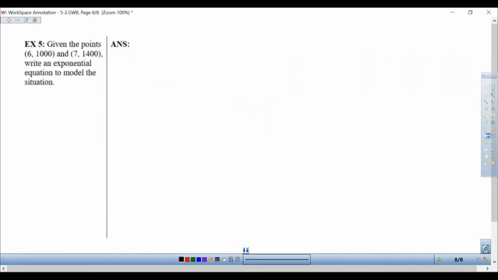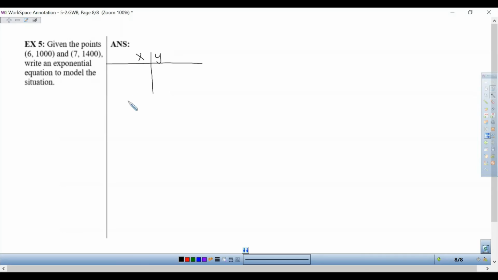Okay, so the last concept is when we are given points, we're going to write an equation. Given the points (6, 1,000) and (7, 1,400), write an exponential equation to model the situation. So let's go back to what we know about exponential models: they're growing at a constant rate, okay? And so what we're going to do is think about this in terms of the X and Y values.